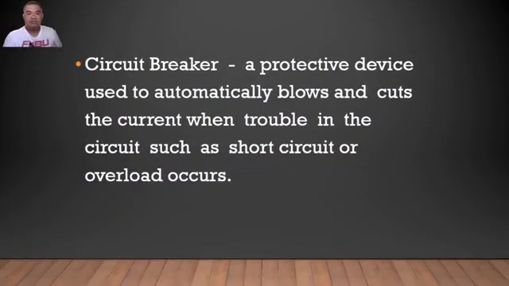Commonly on residential wiring, we are using the cartridge fuse. Then you have the circuit breaker, a protective device used to automatically cut off the current when trouble in a circuit, such as short circuit and overload, occurs. A circuit breaker functions the same as the fuse, but the difference is that once it senses a short circuit, fault, or overload, it will turn off or trip.